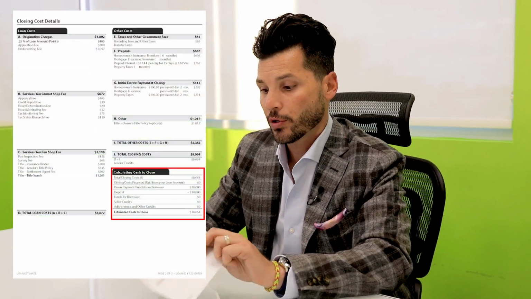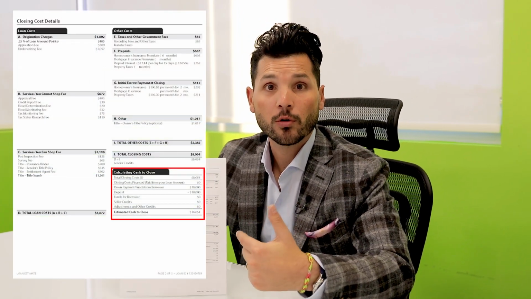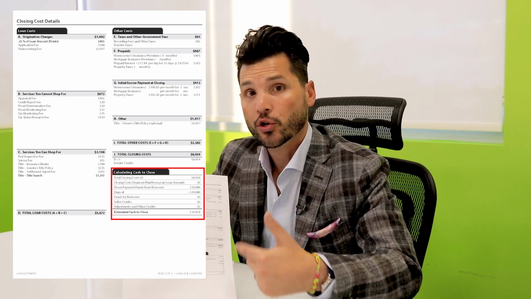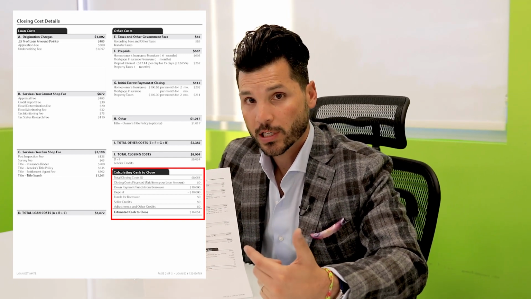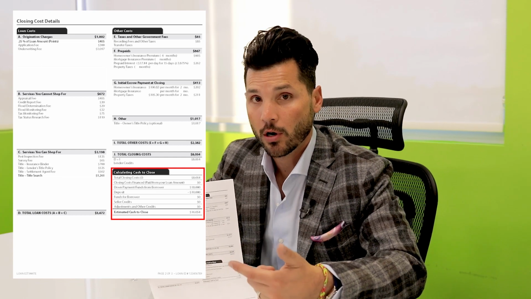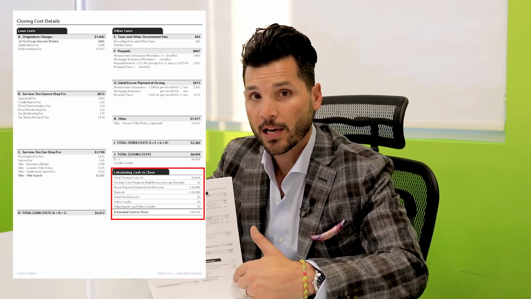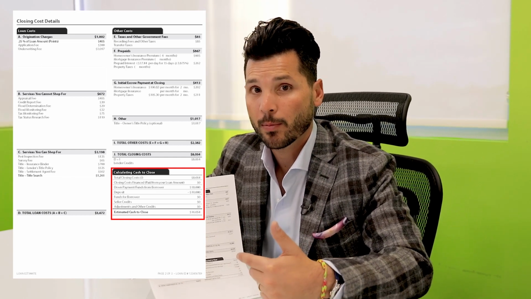Now, this is going to show you your down payment, your loan amount, your closing costs. Make sure that all those figures match what you were expecting. This should correlate with what you saw on page 1. And the bottom line figure should be identical to the bottom of page 1, cash to close.